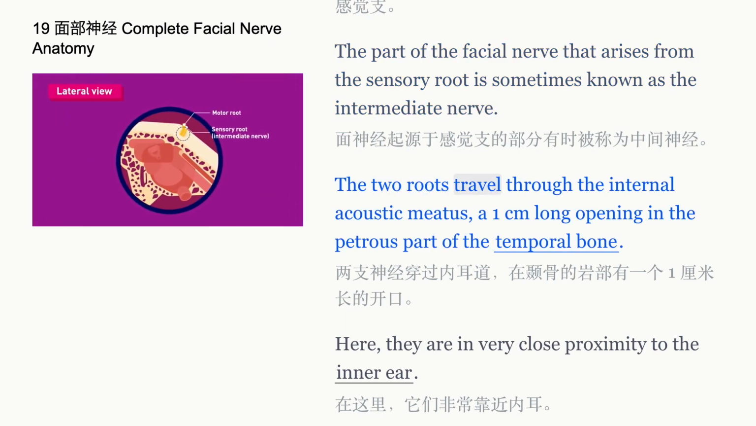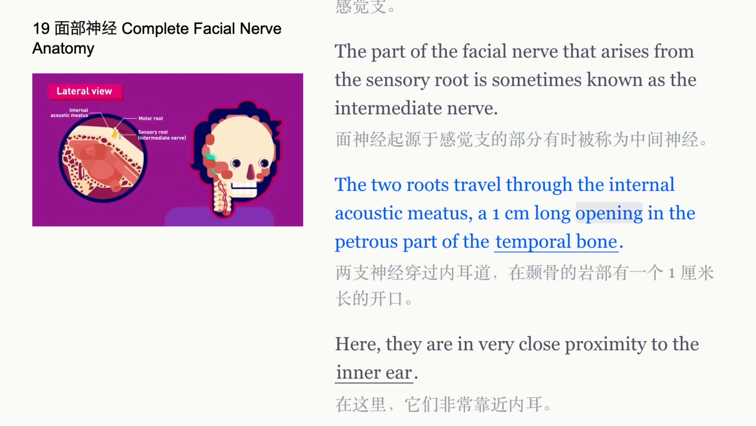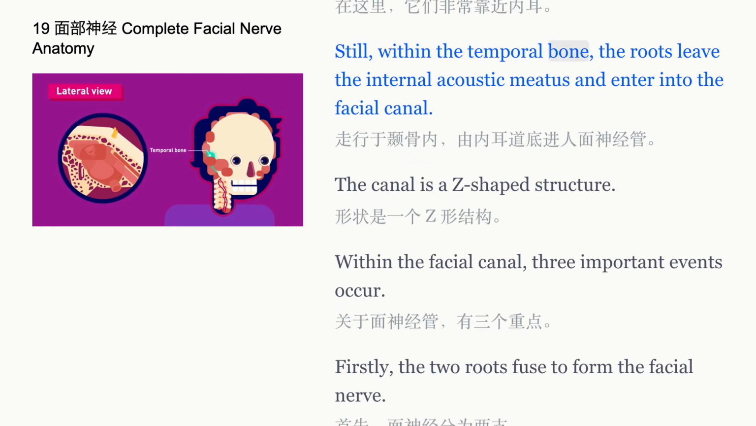The two roots travel through the internal acoustic meatus, a 1 centimeter long opening in the petrous part of the temporal bone. Here, they are in very close proximity to the inner ear. Still within the temporal bone, the roots leave the internal acoustic meatus and enter into the facial canal. The canal is a Z-shaped structure.